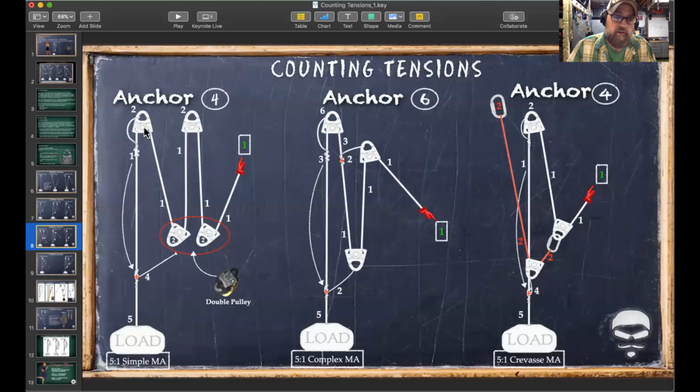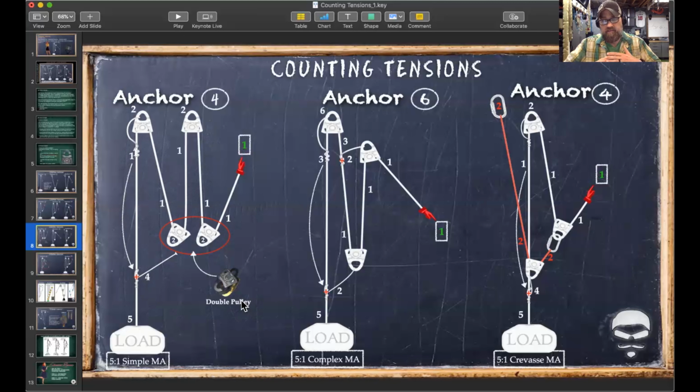Continuing up, one goes into my progressive capture, one comes out. I have an additional 2 on this anchor point. That one comes down, meets with the 4 that came up from the double pulley, right? So if you think about 1, 2, 3, 4, 4 tensions right there. 4 plus 1 is 5, and I've got a 5-to-1 simple mechanical advantage, right?